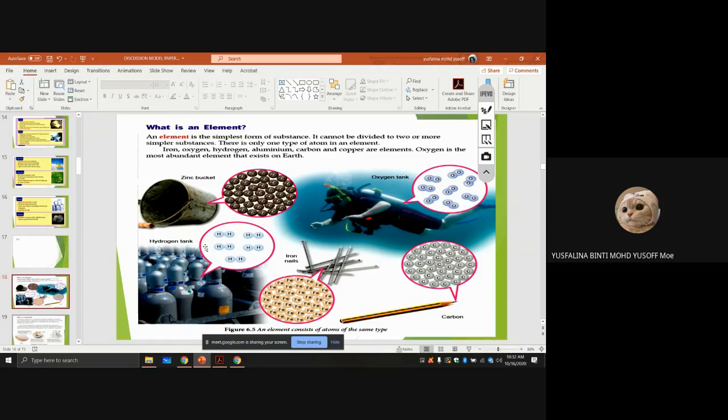For the hydrogen tank, since it consists of only hydrogen atoms, it is called an element. For the iron, it consists of only iron atoms, so we call it an element. It consists of only one type of atom. Oxygen consists of only oxygen atoms. This one is a pencil, which consists only of carbon, so we call this an element. An element consists of only one type of atom.